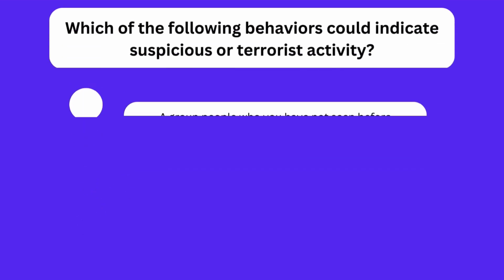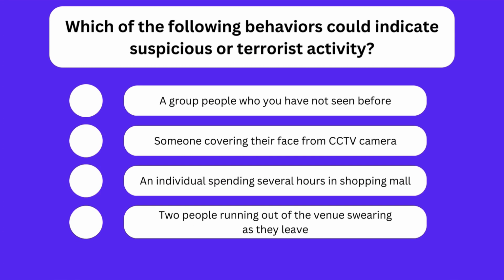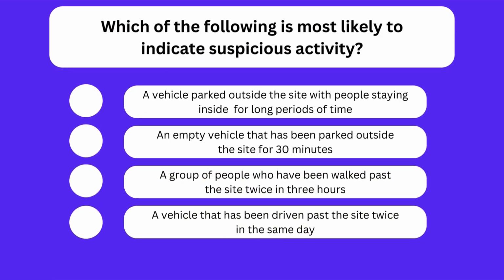Next question is, which of the following behaviors could indicate suspicious or terrorist activity? So the correct option is the second one. Someone covering their face from CCTV camera can be an indicator of suspicious or terrorist activity. Next question is, which of the following is most likely to indicate suspicious activity?